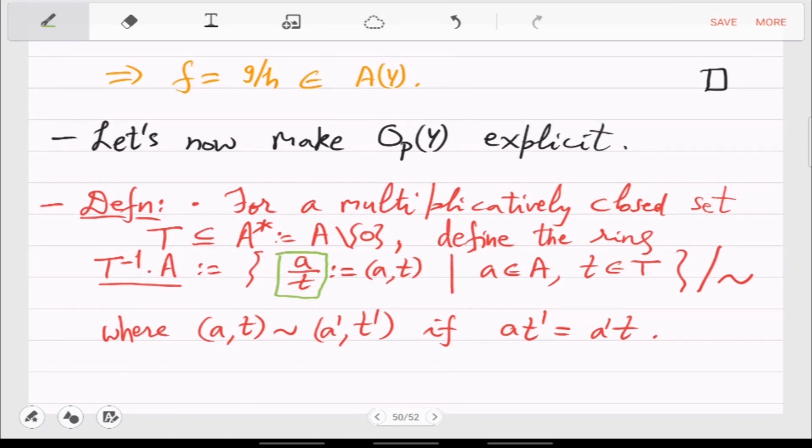By itself it is not defined, but the interpretation is that we are looking at these A cross T pairs up to an equivalence relation, and any two of them can be added, where the addition formula will be a over t plus a' over t'. So you will get a third fraction, and any two can be multiplied and so on. So it's a ring. Okay, it is forced to be a ring.